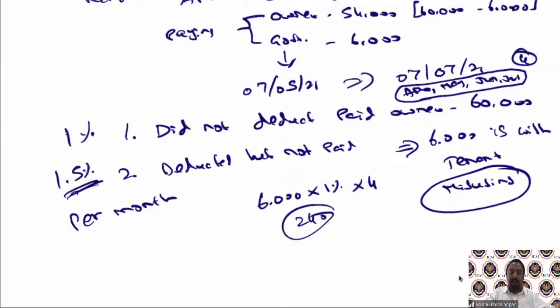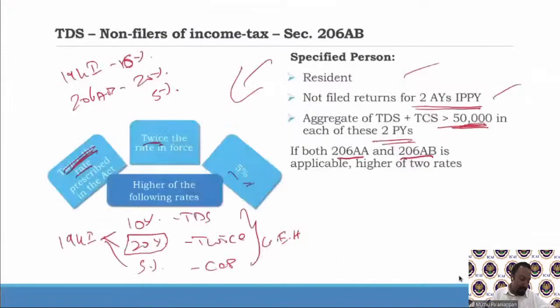For 194I, there is no cap. 194I is only rental. So whatever we said here in 206AB will not be applicable because it is not the higher. The cap is basically a shortfall amount which is being prescribed. So 5% is the general cap given. So in this case, we'll only apply 194I.